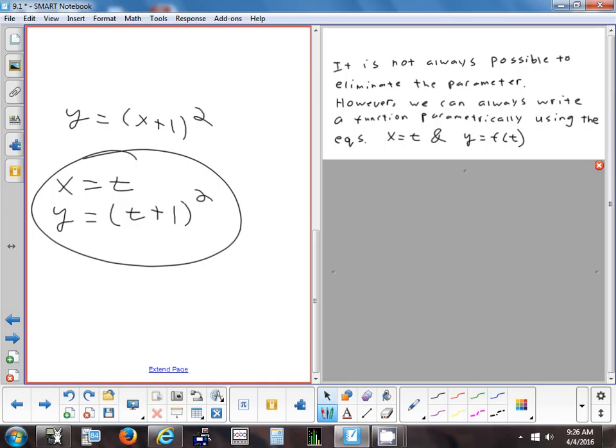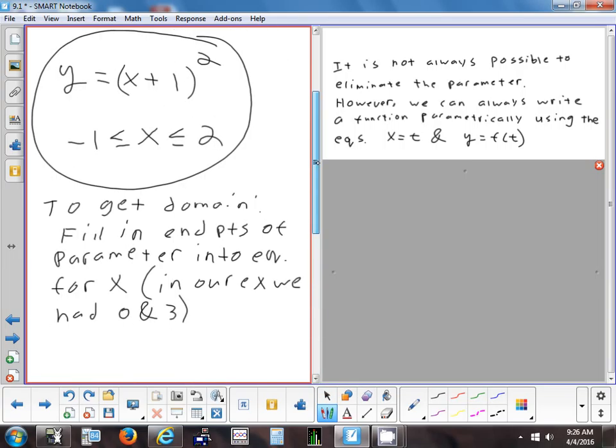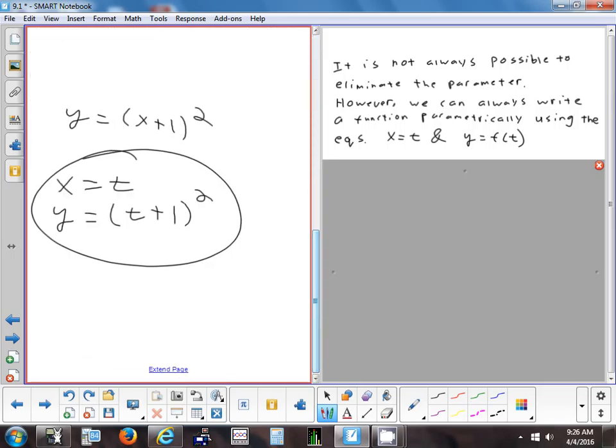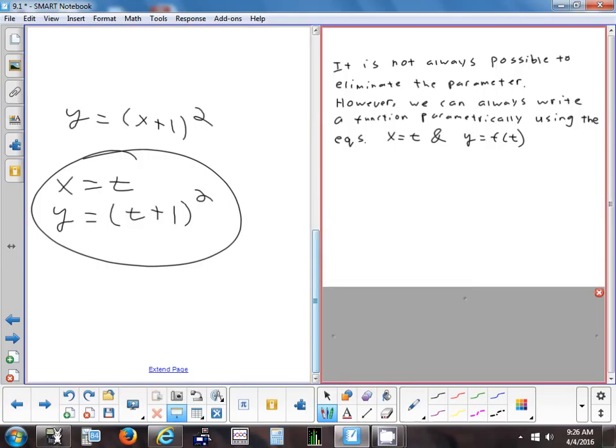These and these, if I were to graph them, would look exactly the same. These are more complicated. These are a little simpler. So to change something to parametric, your first equation is always x equals t. And your second equation, just change all your x's to t's. Okay, let's see why it works.